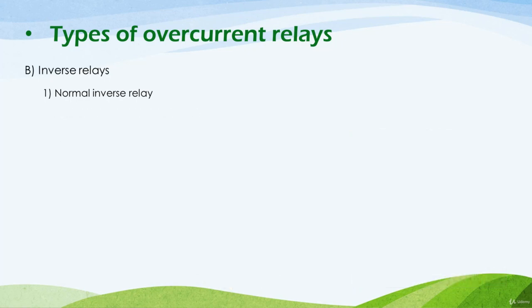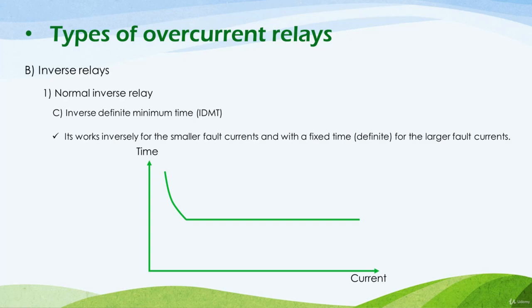Now the third type of relays under the inverse category is the inverse definite minimum time, and that type of relay is a combination of two types. The first one is the inverse relay and the second one is the definite time relay. This means this type of relay works inversely for a specific region, or it has an inverse relation between the current and the time for a specific region, and it works with a constant or definite time at any fault current for another region. And here this is the relation between the delay time and the current for that type of relays. As you see, at the first region, the fault current is inversely proportional with the time, and at the second region, when the fault current increases, the delay time becomes a constant one, or it's a definite time at any passing current through the circuit.